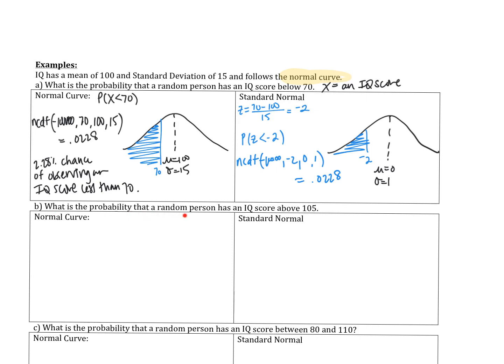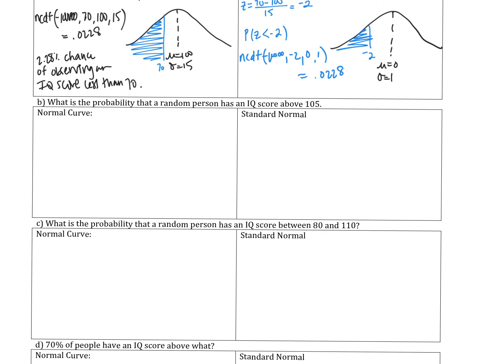What is the probability that a random person has an IQ score above 105? All right, let's look at it on the normal curve. So on the normal curve, I'm looking at centered at 100, standard deviation of 15. 105 is above the mean, so I'm just going to wing it, let's say it's here, and I want to know the probability of being above. So what's the probability of an observation greater than 105?